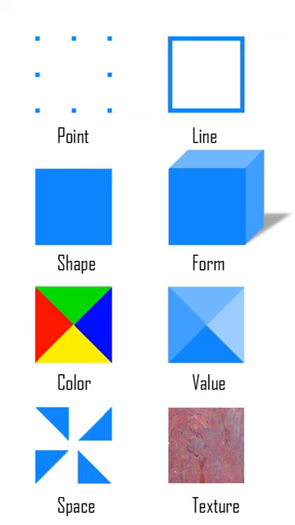Space. In design, space is concerned with the area within which the design will take place. For a two-dimensional design, space concerns creating the illusion of a third dimension on a flat surface.